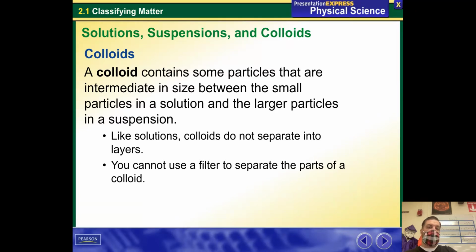A colloid contains some particles that are medium in size, between small particles in the solution and larger particles in a suspension. Like a solution, colloids don't separate into separate layers. You cannot use a filter to separate the parts of a colloid.